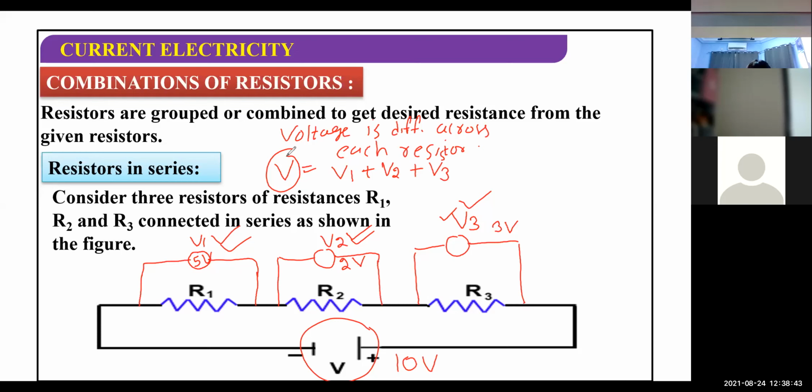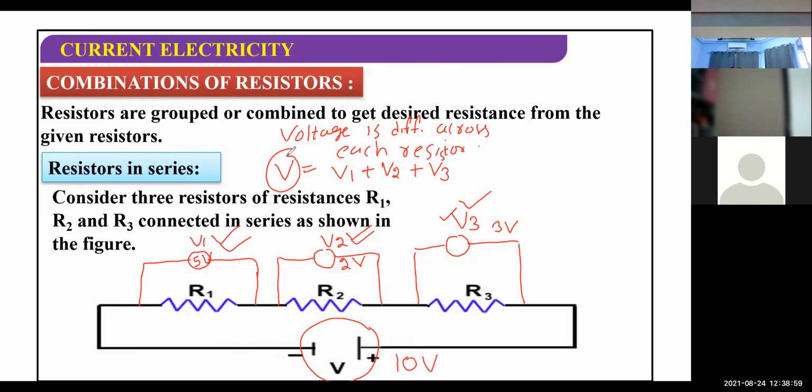Now children, let me repeat again. In series combination, what do you have to remember? All the devices are connected in a single path or single loop. The same current will flow, but the voltage will be different across each resistor.